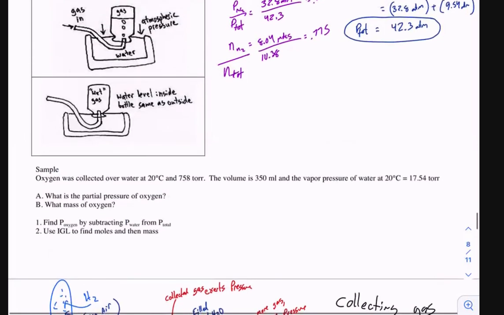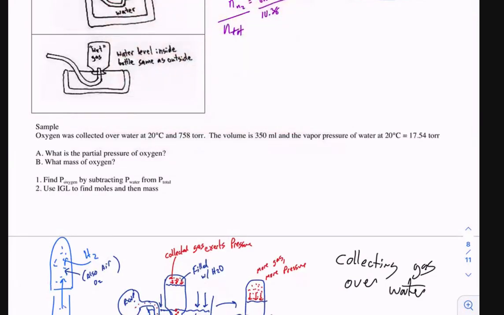Okay, so let's do this example here. Oxygen is collected over water at 20 degrees and 758 torr. Okay, so the assumption is that 758 is the total pressure. It's the atmospheric pressure, okay? When they give you the pressure of the bottle, that is the total pressure in the bottle. So, the volume of the gas collected is 350 milliliters. The vapor pressure of water, you see right here? Remember how I said that the pH2O is given to you? Here it is.